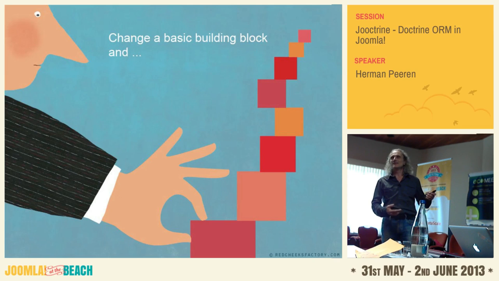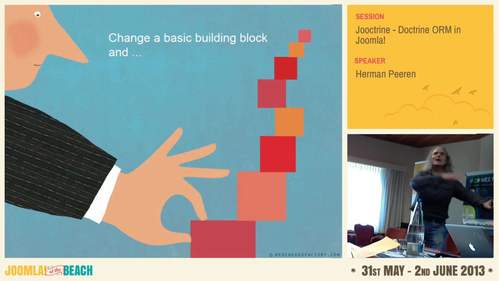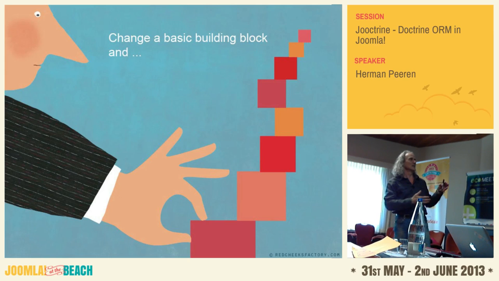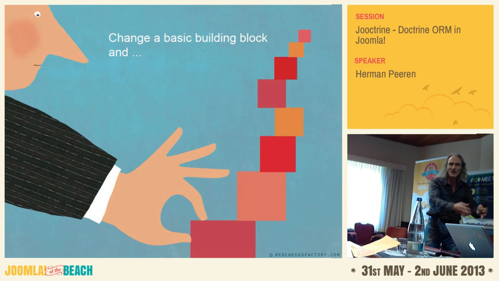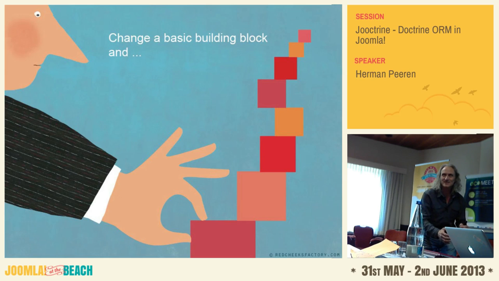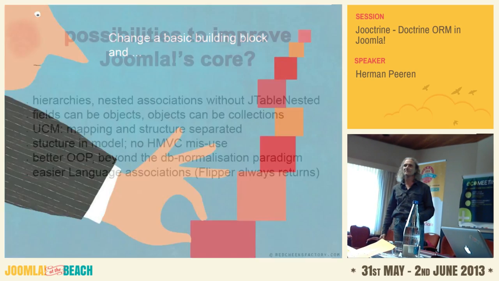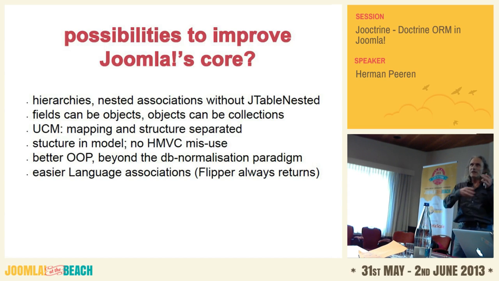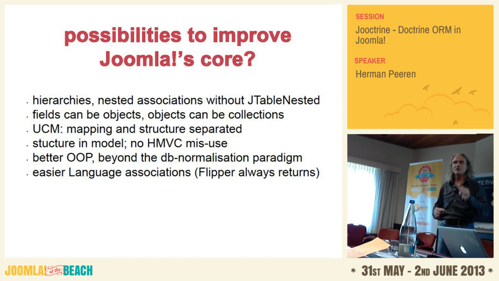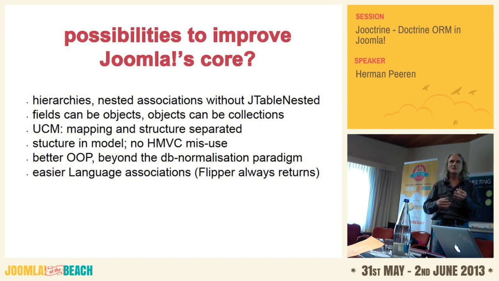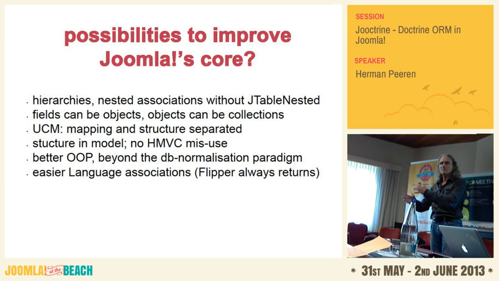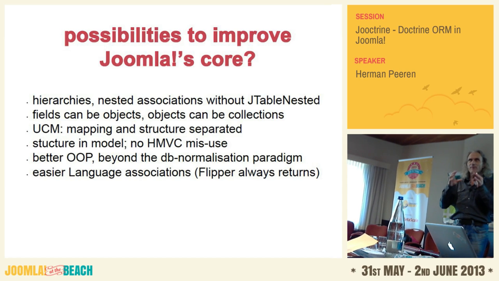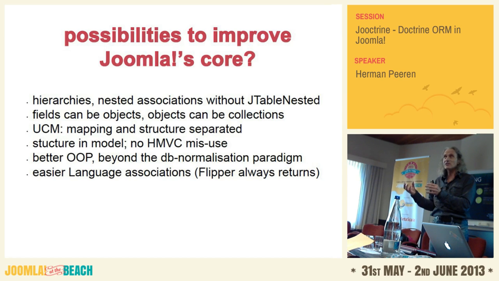So maybe one day I think, okay, this is Joomla, and I build a layer on top of it, like what you are doing, for instance. But on the other hand, these are such basic things that I want to change all the time. But yeah, it has some consequences. If I would succeed in making a more general view and more general ways to use those things, you could easily use hierarchies and nested things without putting that in JTable nested. You could have fields that are objects, and objects that can be collections of other objects.